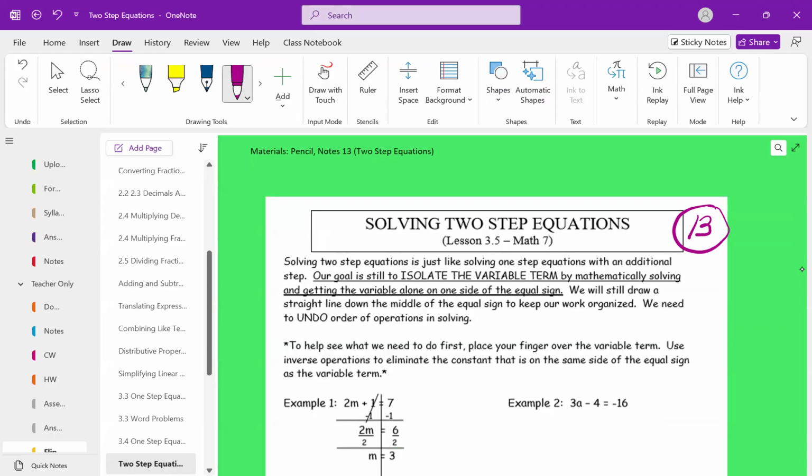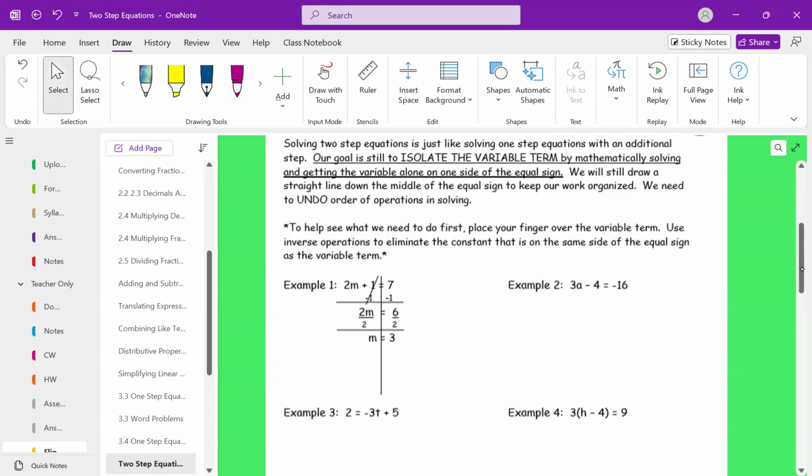Our goal is still to isolate the variable term by using inverse operations and getting the variable on one side of the equal sign. To help us keep organized, we'll still draw that line down the middle of our equal sign and undo order of operations.